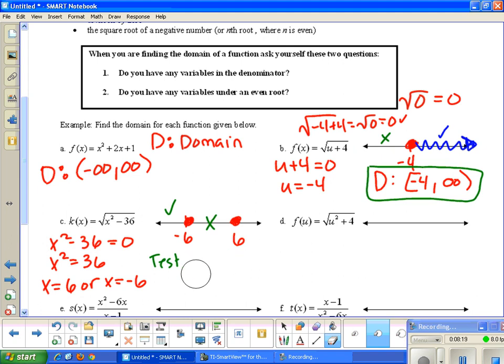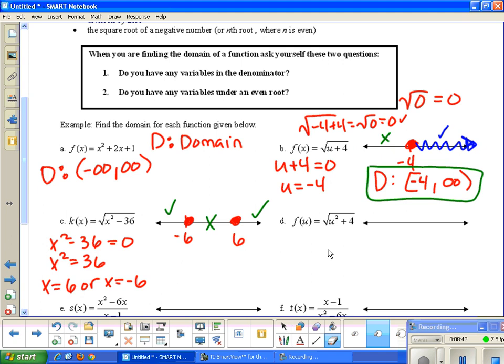So now let's test to the right of 6. I'm going to use 10 again because 10's easy. 10 squared is 100. 100 minus 36 is not going to give me a negative number. Therefore, these numbers will work. And even if I test another number like 7, 7 squared is 49. 49 minus 36 is also not negative. Even if I did 6.1, you would see that you wouldn't get negative numbers.